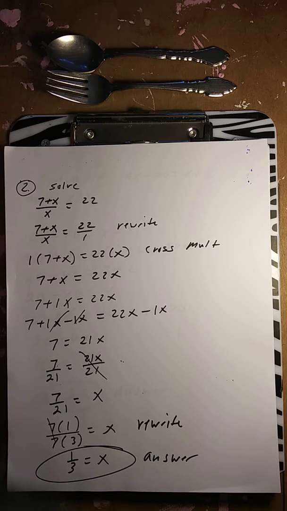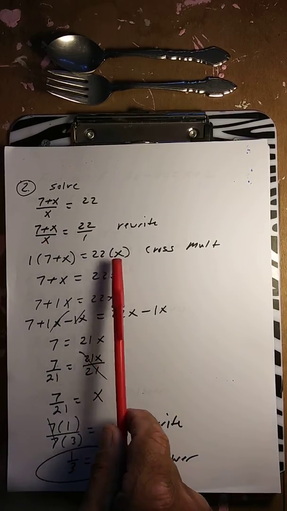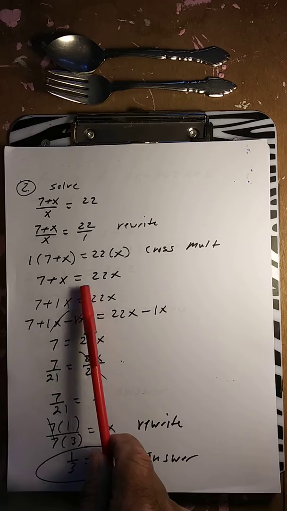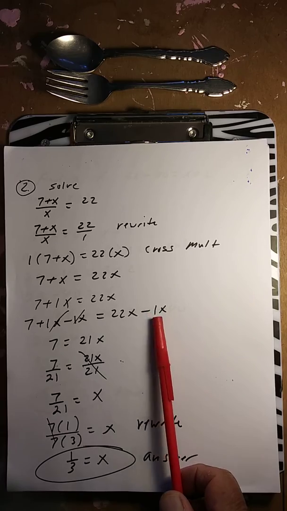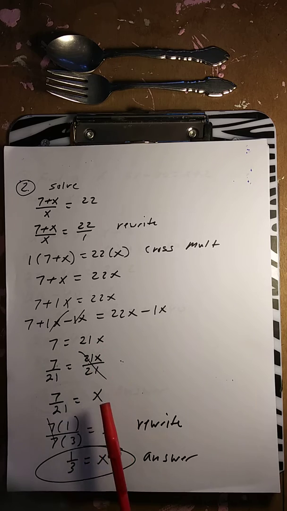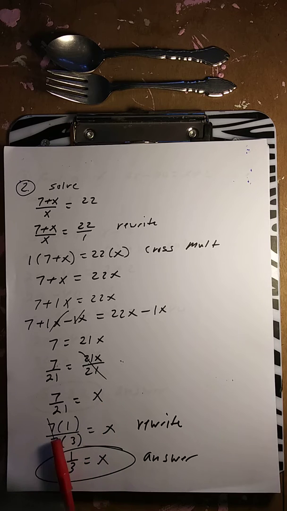Solve 7 plus x over x equals 22. Alright, to do this one, I'm going to set up 22 over 1 equals 7 plus x over x. Now cross multiply again. 1 times 7 plus x, 22 times x. This is 7 plus x is 22x. Now, rewrite this as 1x. So now, minus 1x, these are gone. So we have 7 equals 21x. Now, divide by 21. 7 over 21 equals x. But, rewrite it. 7 times 1 is 7. 7 times 3 is 21. So that cancels the 7s out. We have 1 over 3.